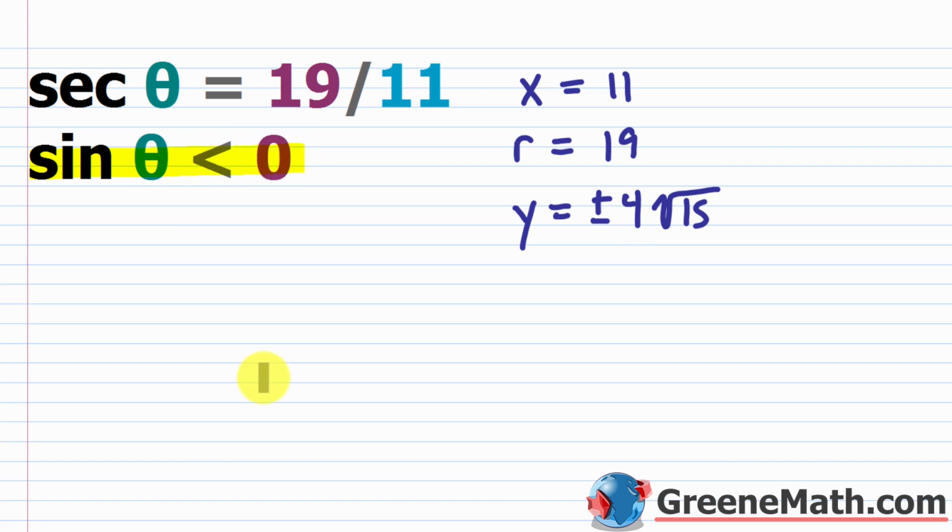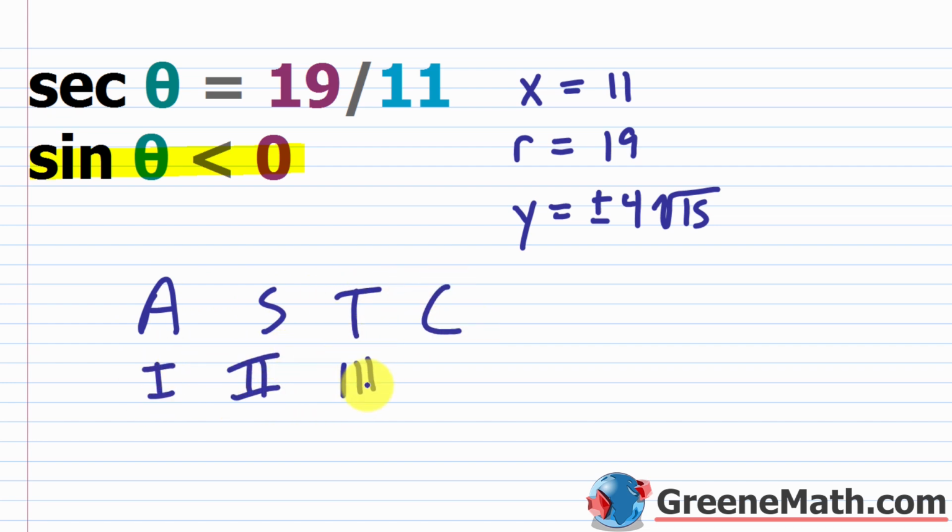So we're told that the sine of theta is less than 0. So where is the sine of theta less than 0? Remember, if you use your All Students Take Calculus, once again, this is quadrant 1, 2, 3, and 4. The S is for the sine of theta, and the A is for all. So in quadrants 1 and 2, the sine of theta is positive. In quadrants 3 and 4, it's negative. So let's write 3 and 4 here.